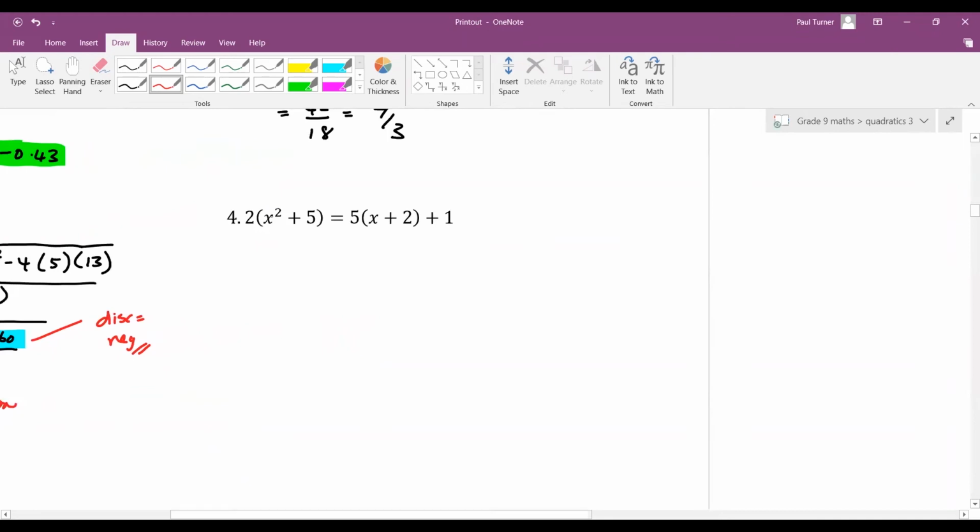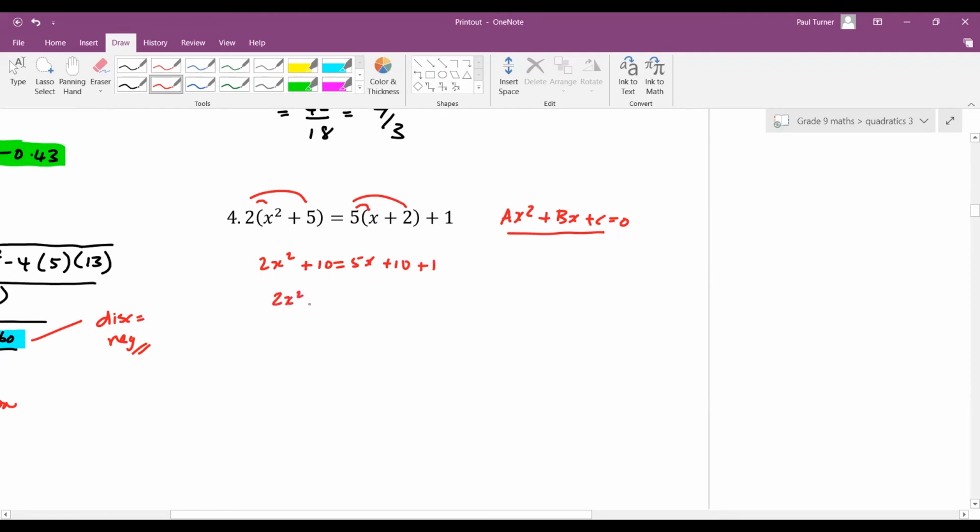Now this one here is not in the correct form, is it? ax squared plus bx plus c equals 0. So you're going to need to write it in this form. So we expand first. So 2x squared plus 10 equals 5x plus 10 plus 1. So just multiply out the bracket and then put them all together on the left side.